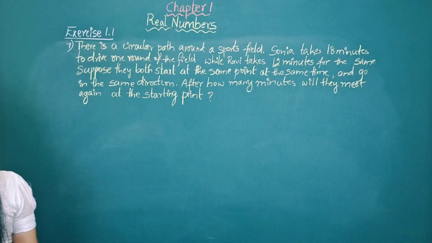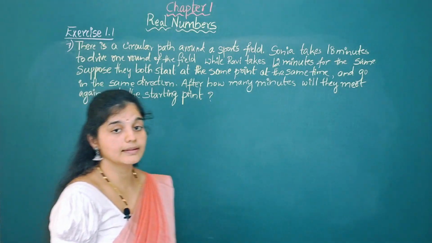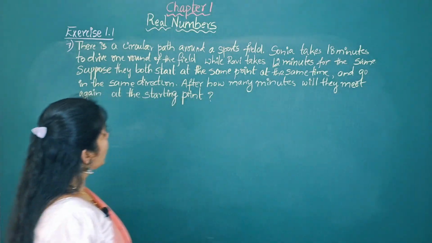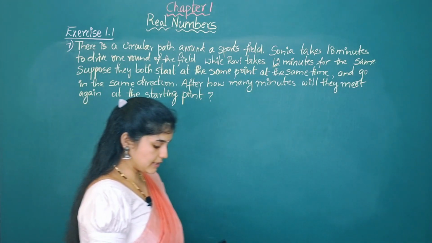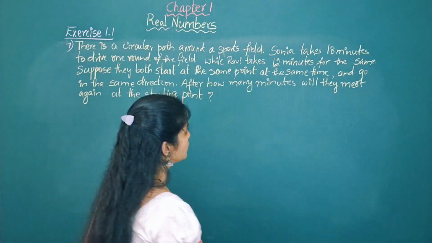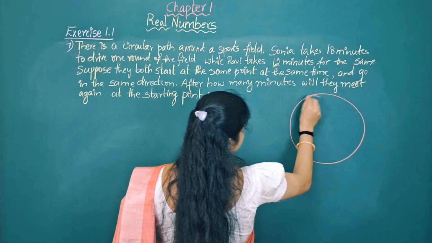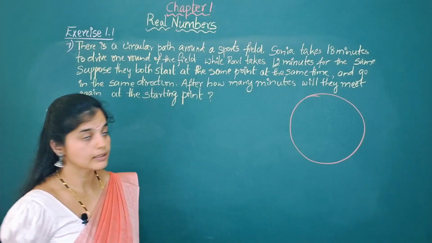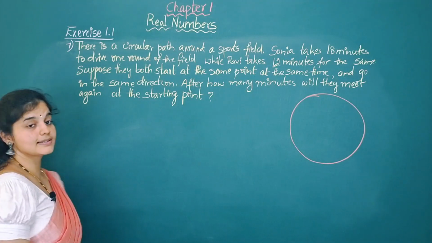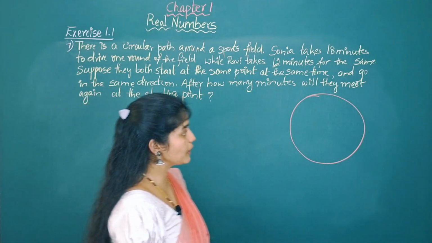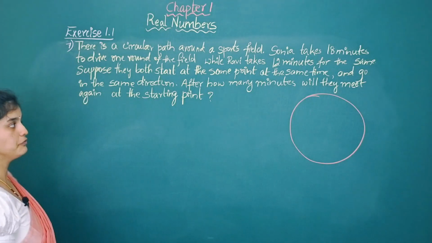So this is the question. Here in the question they have told that there is a circular path around the sports field. So let us consider the circular path. Okay, I will just draw here. Let us consider this as the circular path around the sports field, where Sonia takes 18 minutes and Ravi takes 12 minutes to drive around this circular field.